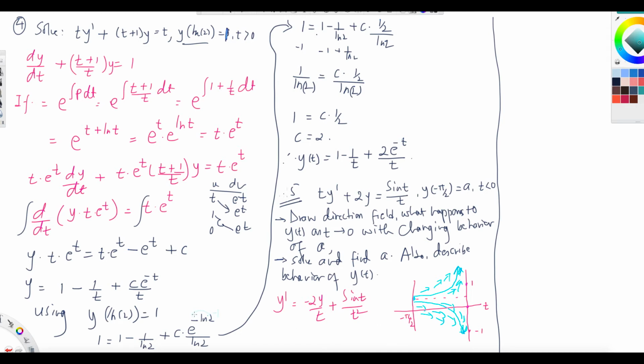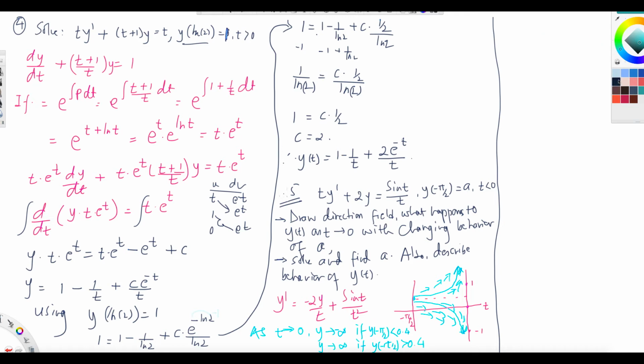Okay, let us do that. So as t tends to 0, y goes to negative infinity if y at negative pi half is less than 0.4, and y goes to positive infinity if y at negative pi half is greater than 0.4. That's what we can say about this.